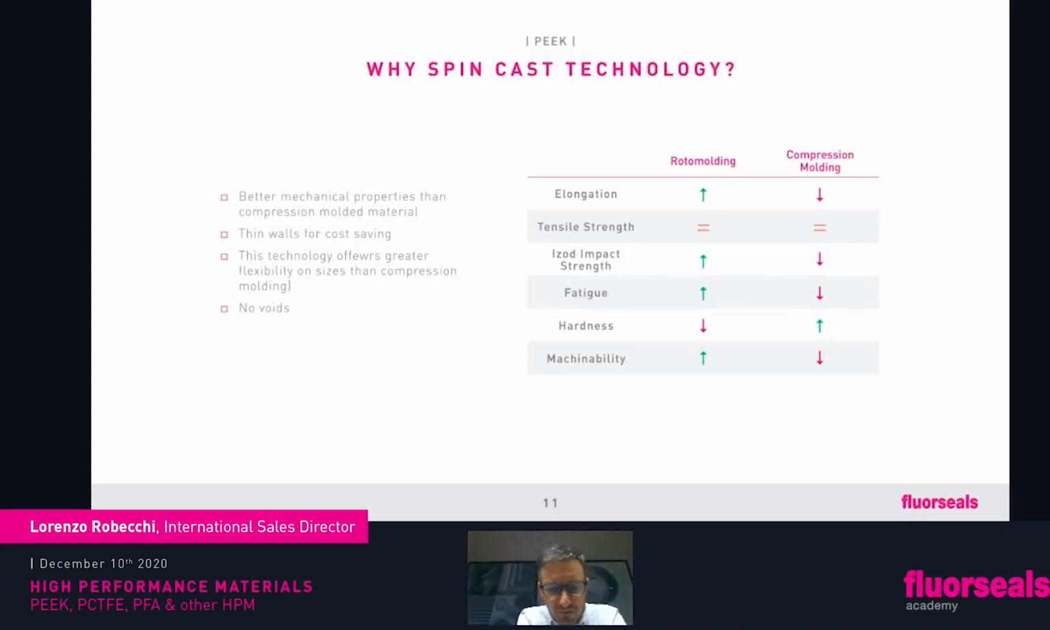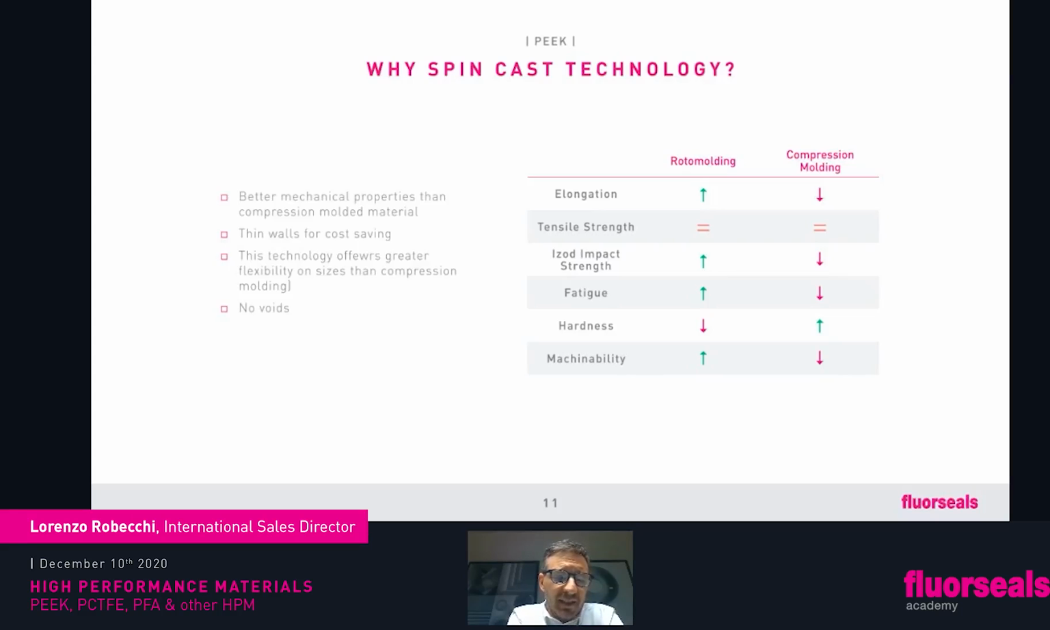Spin cast technology, also called rotomolding, has been around for a while as a technology, but mostly used for common plastics and large components, not the high end of the technical spectrum, I would say. For PEEK it is different, because it's a more challenging material and you need very high temperature. So doing spin cast on PEEK is not like doing it for common plastics. In fact, there is a handful of companies that can do spin cast of PEEK.